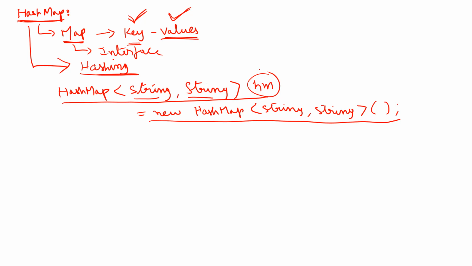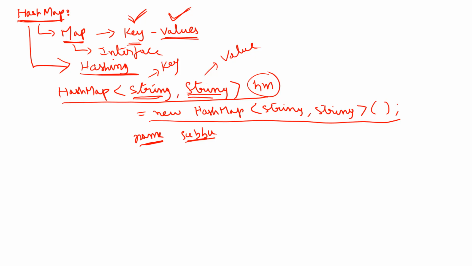So let's say we have created here a String and String. That means here in this string, this is the key. So the first string is the key and the second string is the value. For example, we can say name as Subbu. So this is one string which is the key here, and this is another string which is the value.